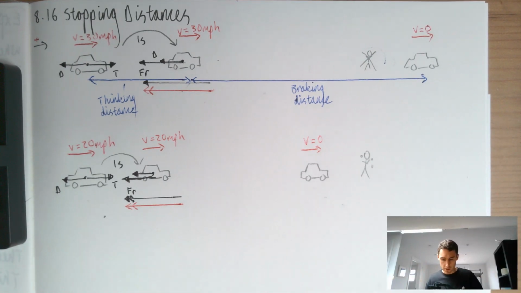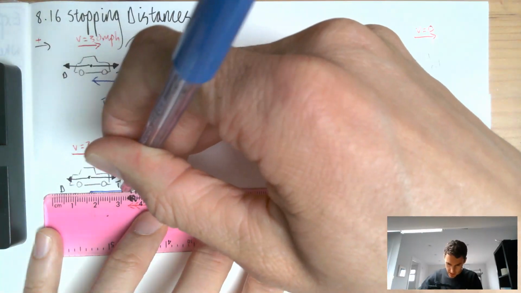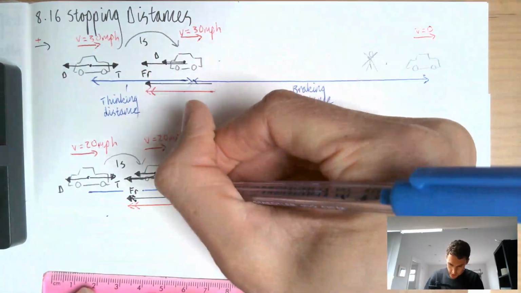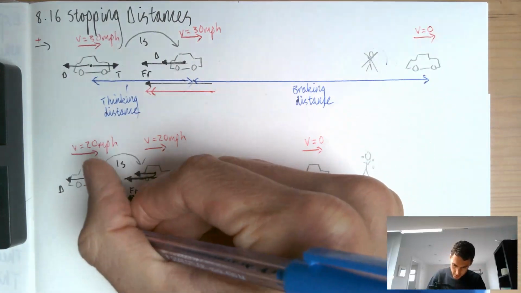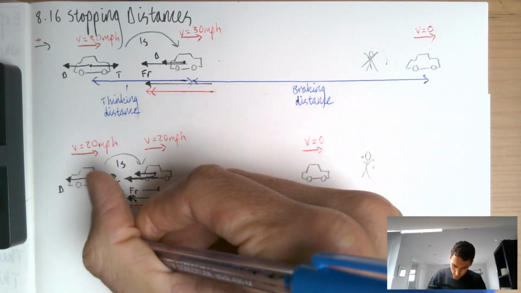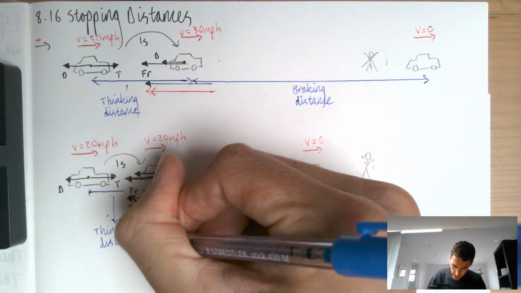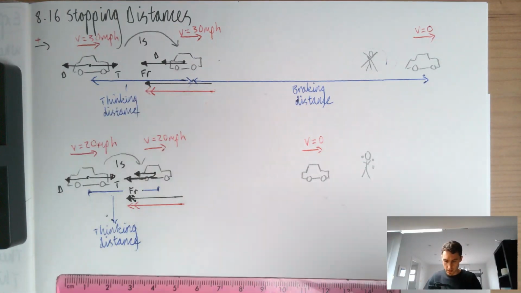So again, what we want to illustrate to students here is that this thinking distance, when the speed is lower, the thinking distance is shorter. So this distance here is shorter than this distance here.